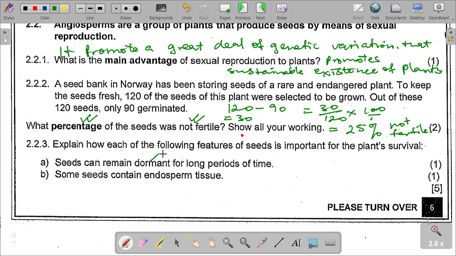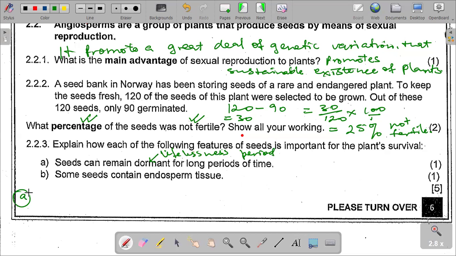This is a season of lifelessness, a lifelessness period. That is what we mean by dormant. So what is the advantage of dormancy? That is our question A.